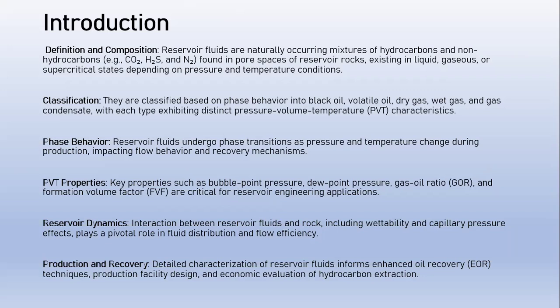These fluids can be classified based on the phase behavior, and we can classify them into 5 different types: black oil, volatile oil, dry gas, wet gas, and retrograde gas condensate. Each of these fluids exhibits distinct PVT characteristics. So with the help of the PT diagram, we will discretize all of them.